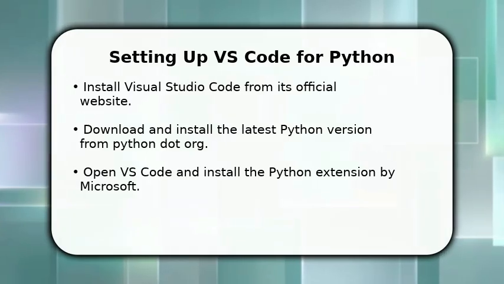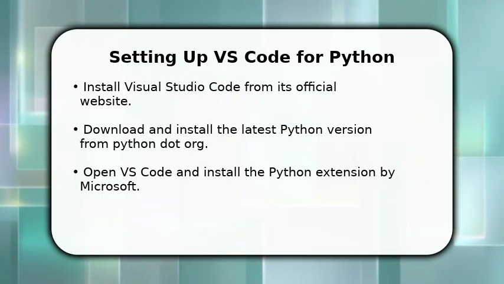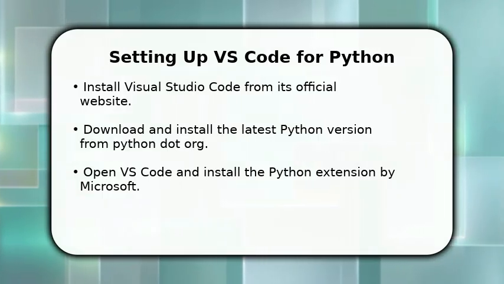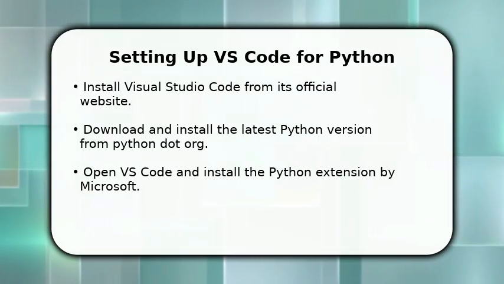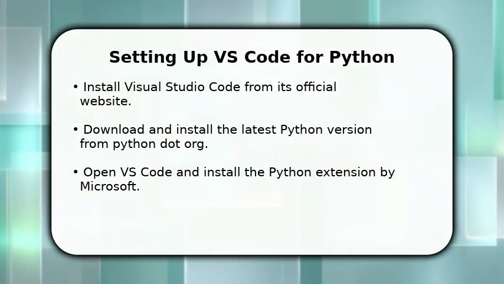Enjoy the video. In this video, I will explain how to code Python with VS Code. First, download and install Visual Studio Code from its official website. Next, get the latest Python version from python.org and install it on your system.